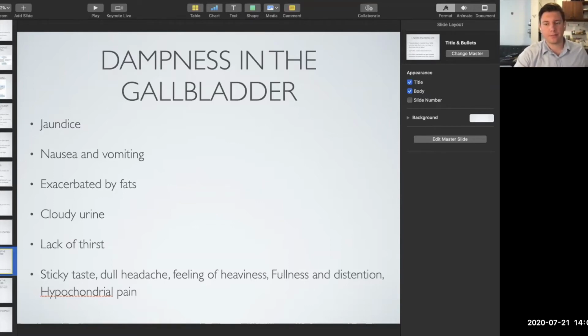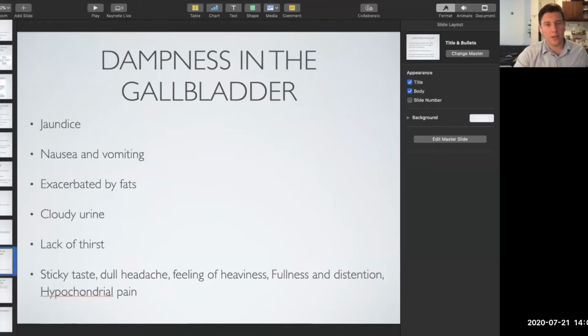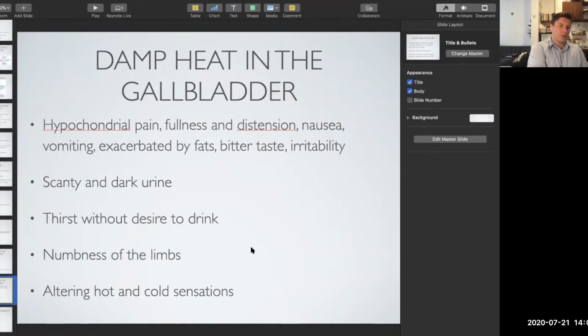Okay. So we're taking dampness in the gallbladder and let's add heat to it to see how it changes. So you still have the pain below the ribs, fullness, distension, nausea, vomiting. The first part here is pretty much just all dampness, but the irritability is a little bit of heat too. And then here, instead of having cloudy urine, we're going to have scanty and dark urine. Remember, the heat's cooking off the fluids.